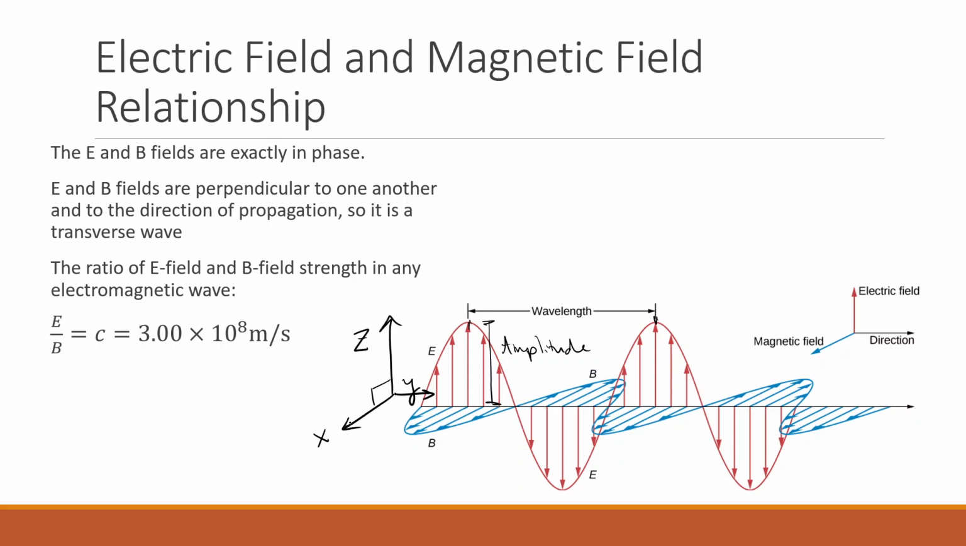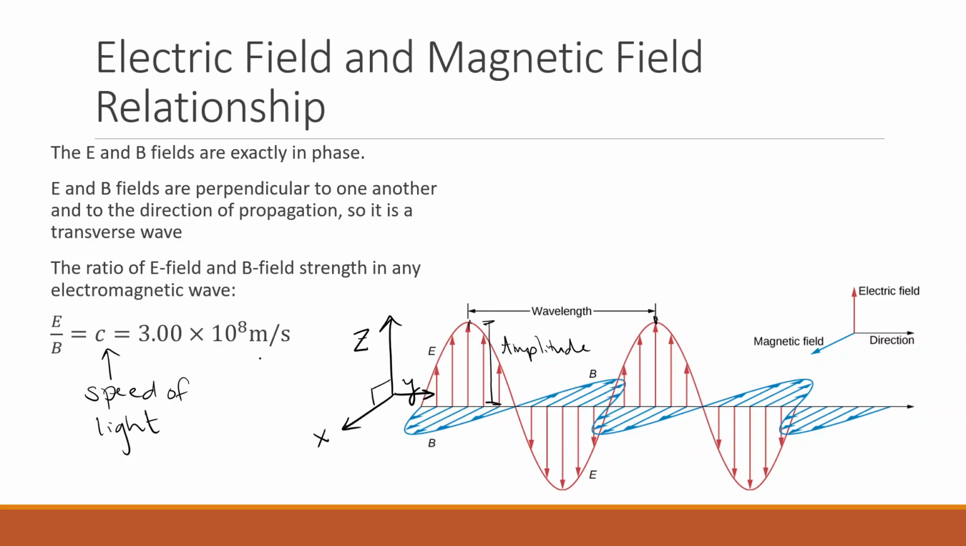Okay. We should also note that the ratio between the electric field and magnetic field strength in any electromagnetic wave is equal to the speed of light, c. So c is the speed of light, and it is approximately 3.00 times 10 to the 8th meters per second.